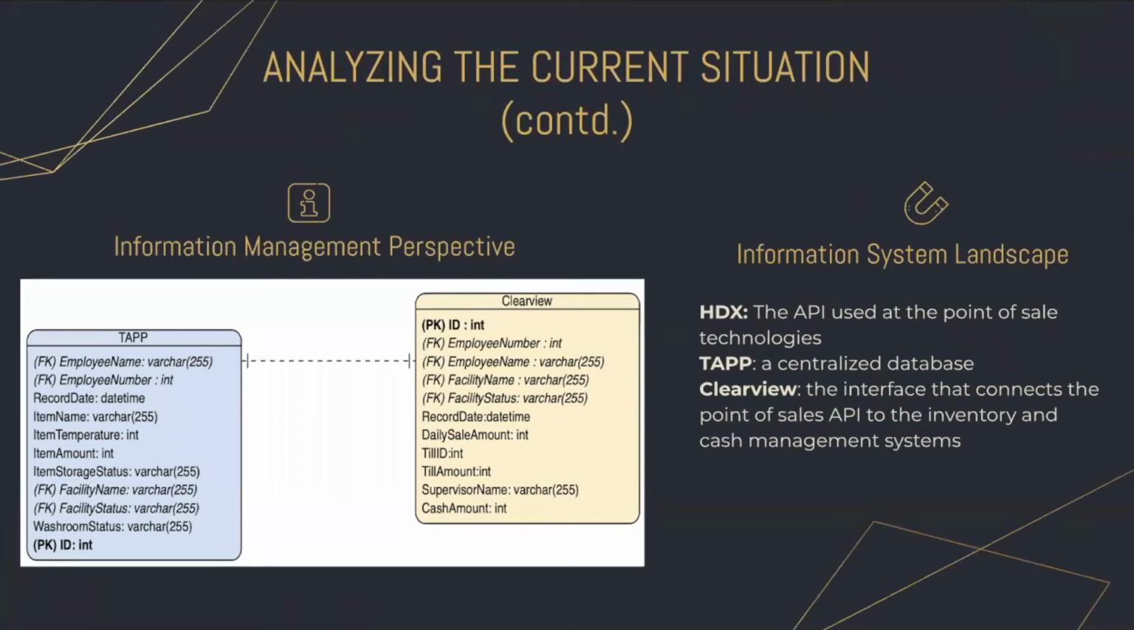So the information system of the company mainly contains two entities, Tim Hortons application, TAPP, and the Clearview. Each piece of information flows through these two programs. TAPP is a centralized place for data logs, feedbacks, training videos, product freshness tracking, and Tim Horton community with Q&A feature. Clearview is the interface that connects the point of sales API to the inventory and cash management system. Besides, HDX is used to build the API at the point of sale.